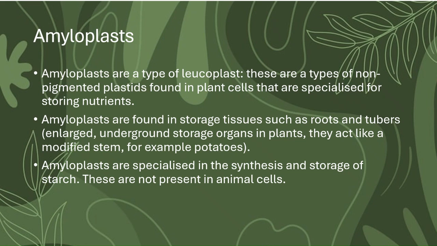Amyloplasts are a type of leucoplasts. These are types of non-pigmented plastids. So pigmented plastids would be your chloroplasts, but these are non-pigmented. They are found in plant cells that are specialized for storing nutrients. Amyloplasts are found in storage tissues such as roots and tubers. Tubers are enlarged underground storage organs in plants, and they act like a modified stem. A good example of this would be potatoes. Amyloplasts are specialized in the synthesis and storage of starch, and these are once again not present in animal cells.